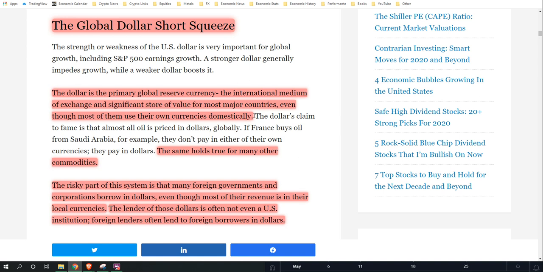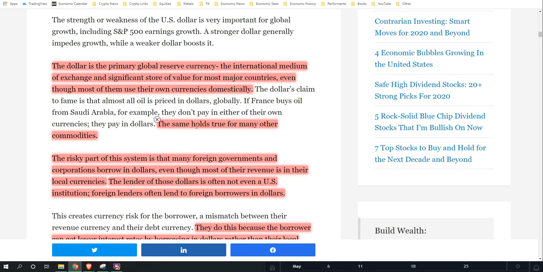What does that mean? So let's say, for example, Japan wants to conduct some business with any other international country for any commodities, goods, and services. What they'll most likely transact with, other than goods and services, for example, oil, gold, silver, foods, they're going to most likely pay in United States dollars, even though their native currency is the Japanese yen. So this same holds true for many other commodities.